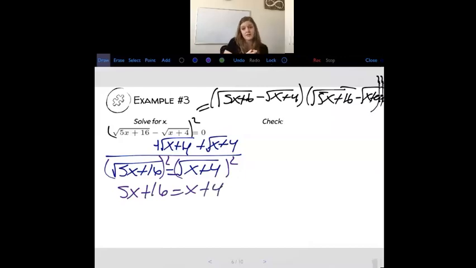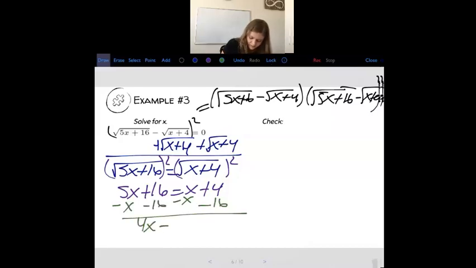And now we can square both sides to get 5x plus 16 equal to x plus 4. So we get our x's to one side and our numbers to the other. And here we get 4x is equal to negative 12, divide by 4 to get x is equal to negative 3. Okay, and now we check our answer.